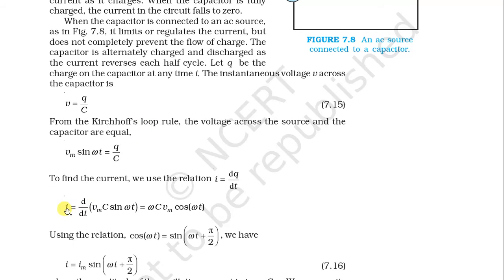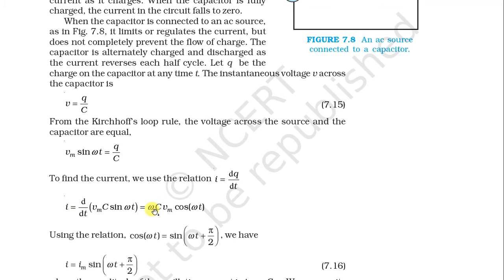Here dq upon dt is equal to d by dt of Vm C sin omega t. So this gives I equal to d by dt of Vm C sin omega t. Whenever we take the derivative with respect to sin omega t, the sine will change into cos. And here, the maximum voltage Vm and C are both constants, so they come out of the derivative.